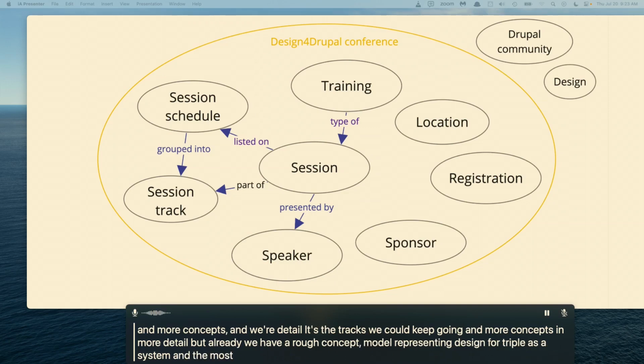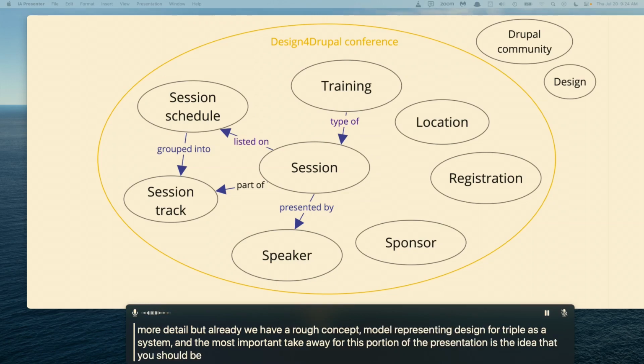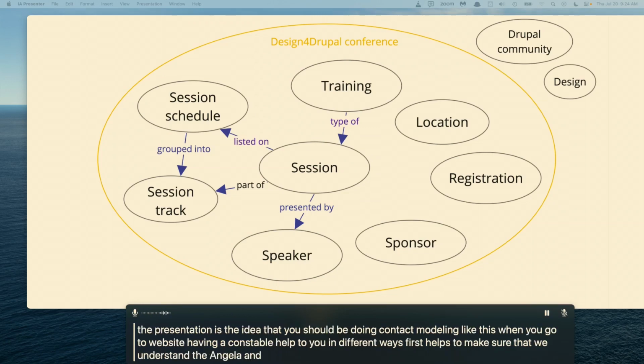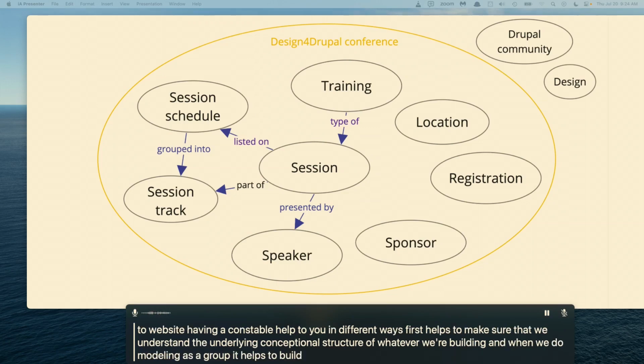The most important takeaway for this portion of the presentation is the idea that you should be doing concept modeling like this when you build a website. Having a concept model helps you in a few different ways. First, it helps to make sure that we understand the underlying conceptual structure of whatever we're building. And when we do modeling as a group, it helps to build alignment across the team.